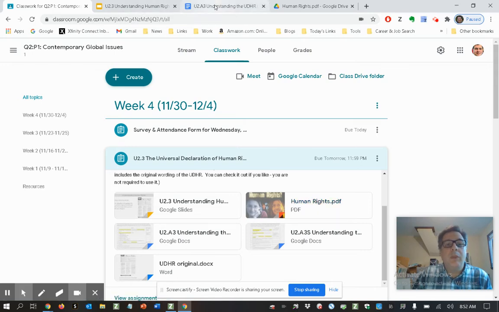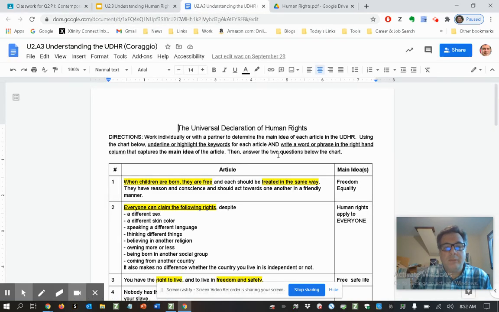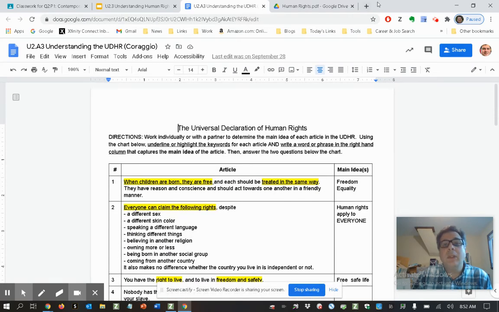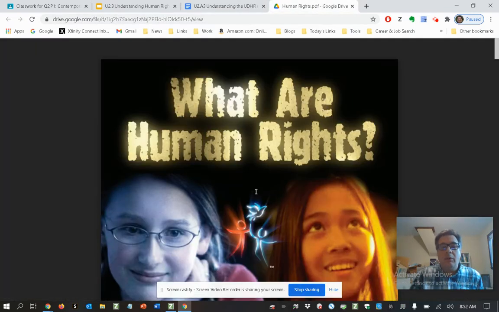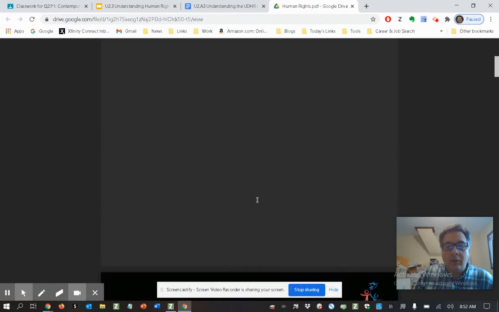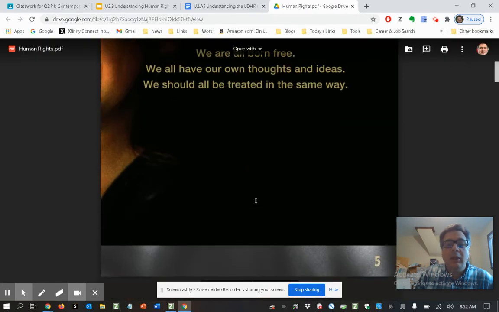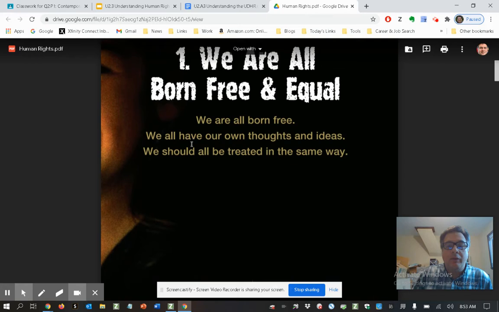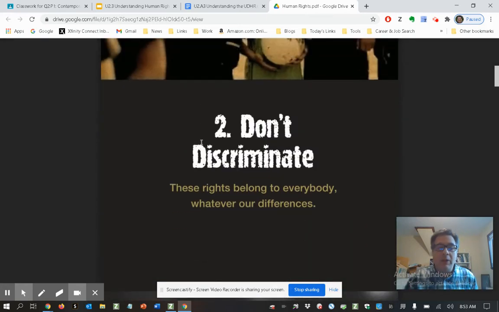Okay, the assignment sheet looks like this, and the first few answers are done. I'll talk about those in a moment. And the pamphlet is right here. What are human rights? This is handy because after you go through the introduction, which is a good thing to read, on each page there is a summary of an article of the Universal Declaration of Human Rights. So Article 1 is on the first page. Okay, we are all born free and equal. Article 2, don't discriminate, and so on.